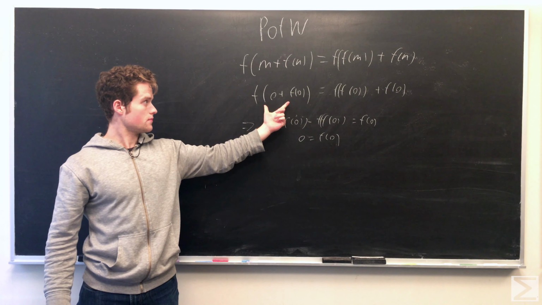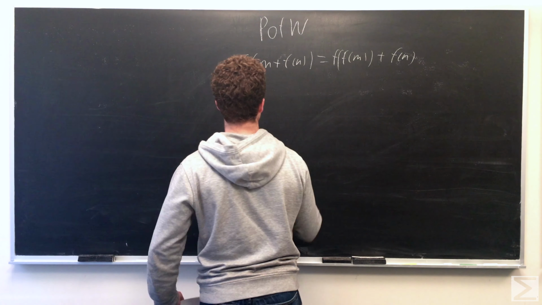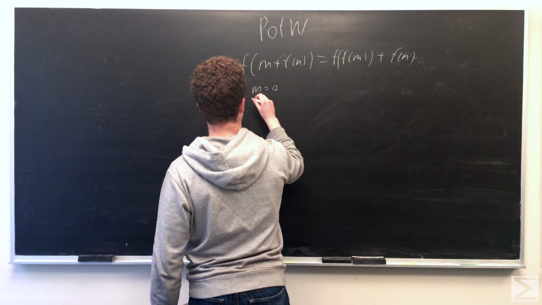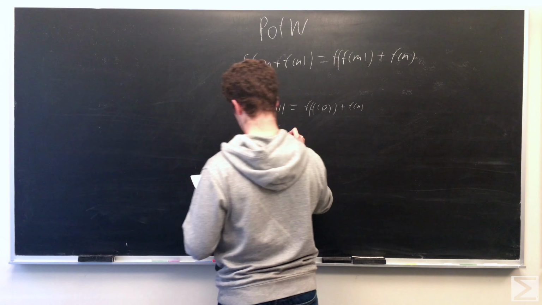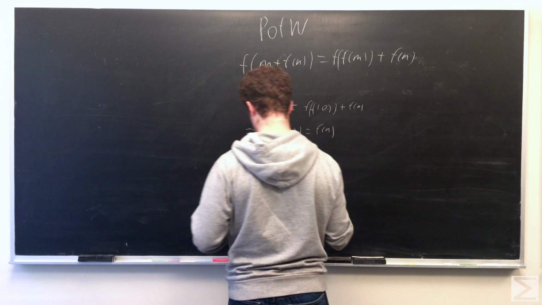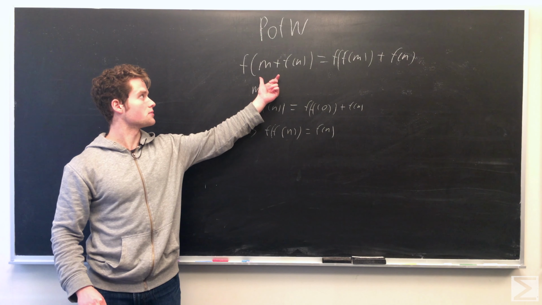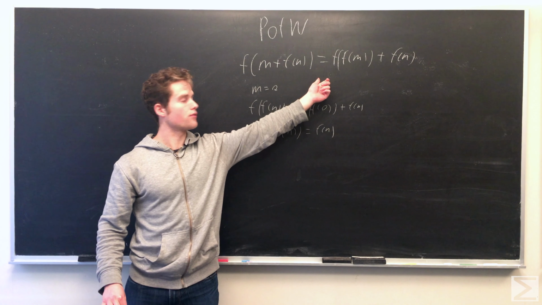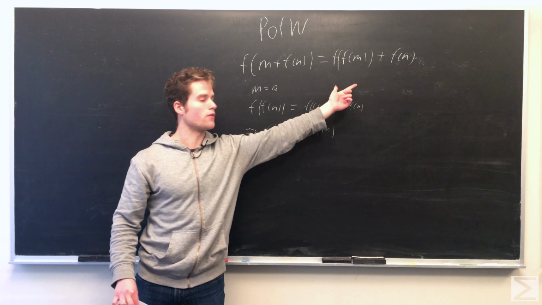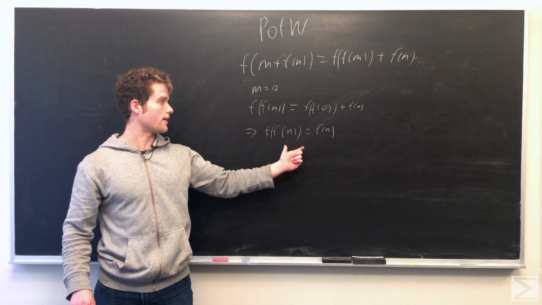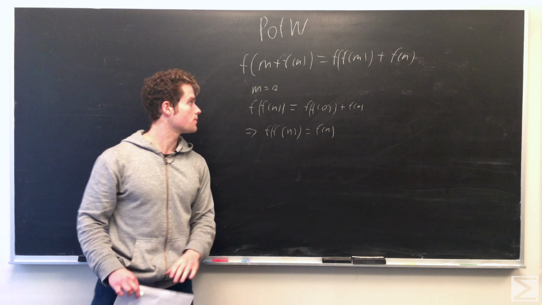So the next thing we can do, we just plug in m equals 0. This becomes f of n. F of 0 is just f of 0, which is just 0. And f of n stays f of n, and we're left with f of n equals f of n. So this is another tidbit of information.